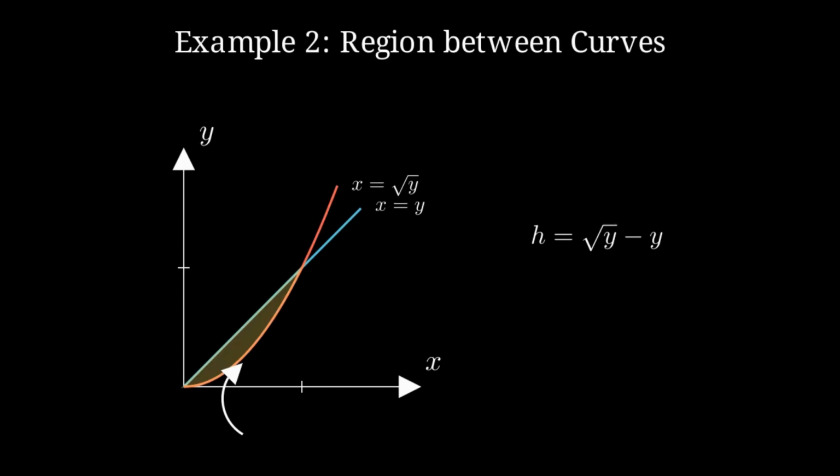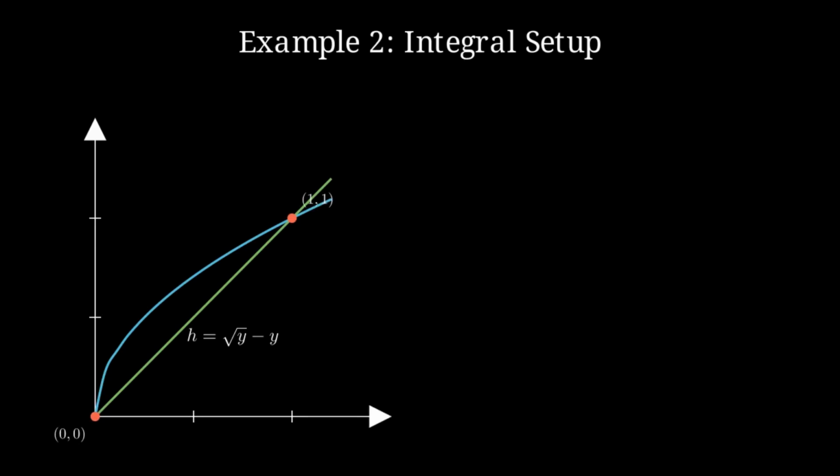In this case, that is the square root of y minus y. The curves intersect at y equals 0 and y equals 1, which become our limits. Our integral is 2 pi times the integral from 0 to 1 of the radius y, multiplied by the height, which is the square root of y minus y. Distributing the y across the terms will make the integration straightforward.